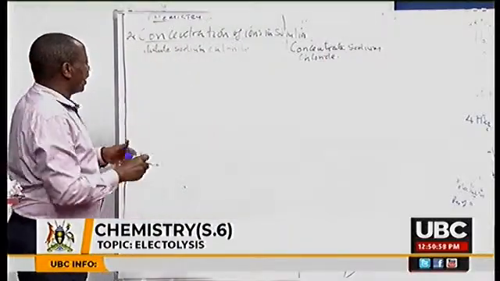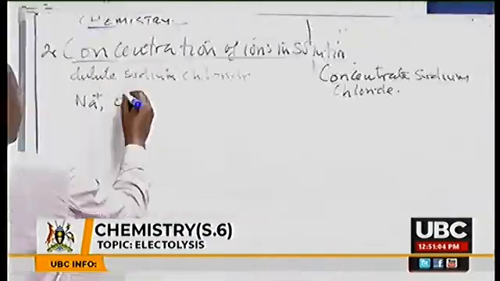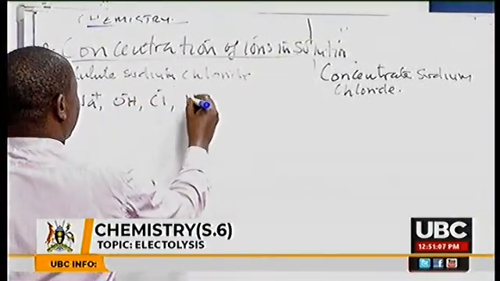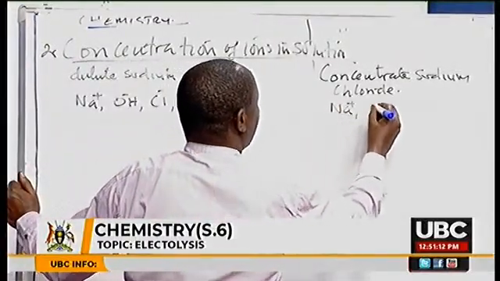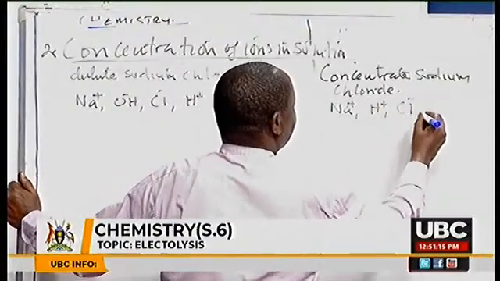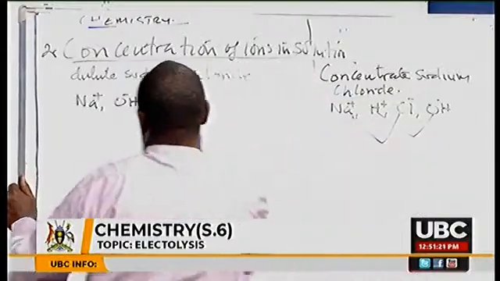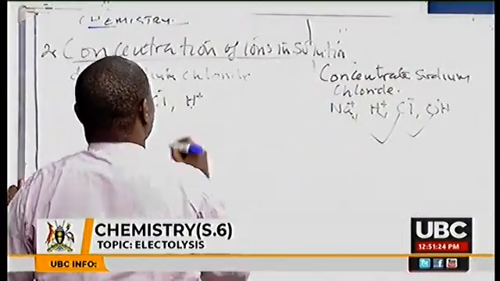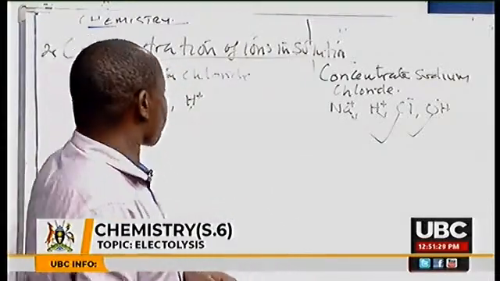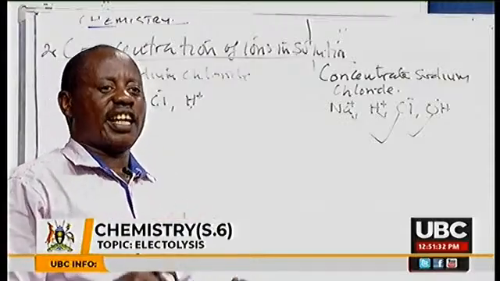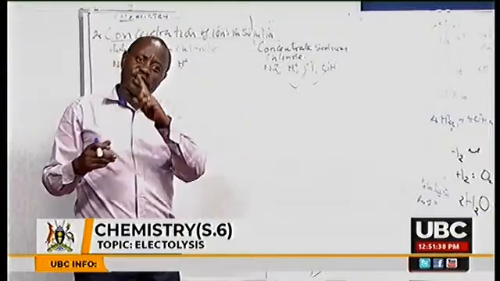In both cases, the ions present are sodium ion, hydroxide ion, chloride ion, then hydrogen ion from water. In the same way, we have sodium ion, hydrogen ion, chloride ion, and hydroxyl ion. These ones are from water, and these ones are from sodium chloride. We have all those ions. Now, for dilute solution, we consider selective discharge of ions.